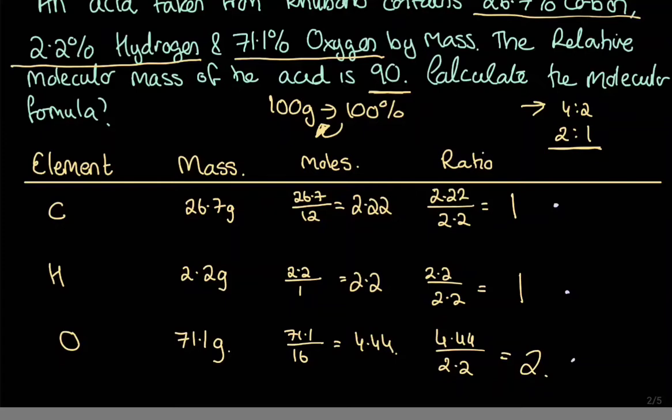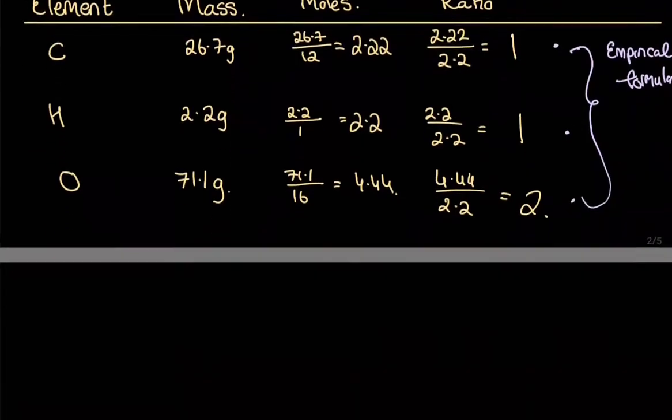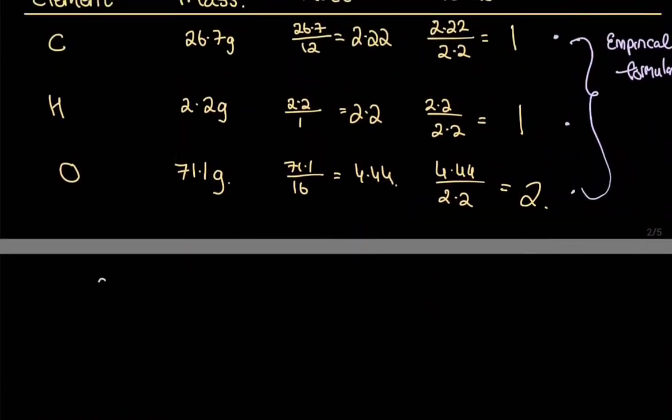So it's telling me the empirical formula. This ratio at the very end of all those calculations tells you the empirical formula, only it's telling you how the elements combine in terms of their ratios. So if I was to write that out now, the empirical formula is C1H1O2. That's the empirical formula.